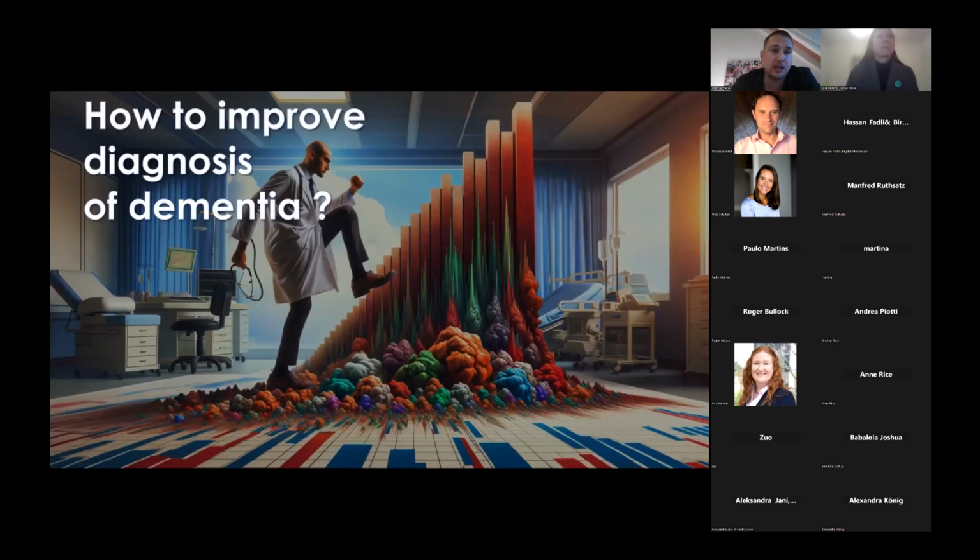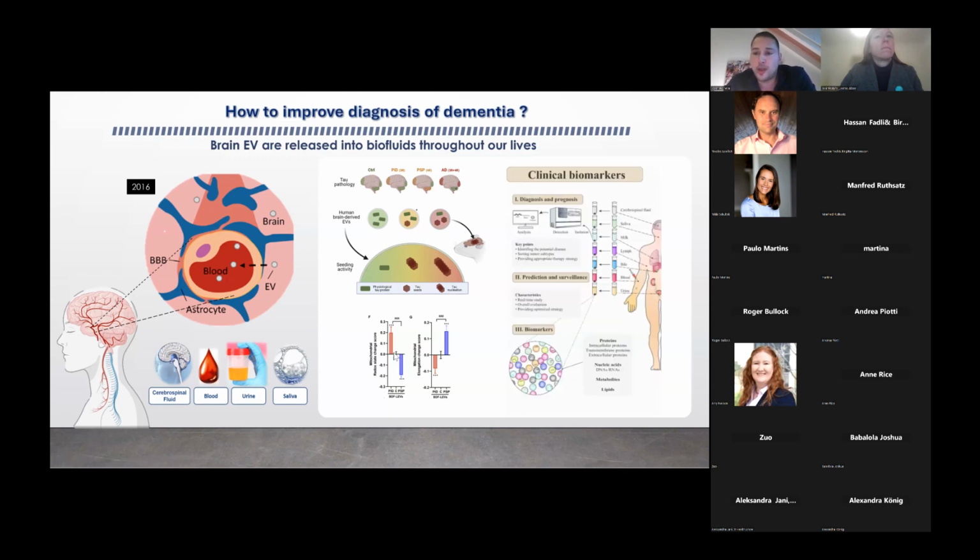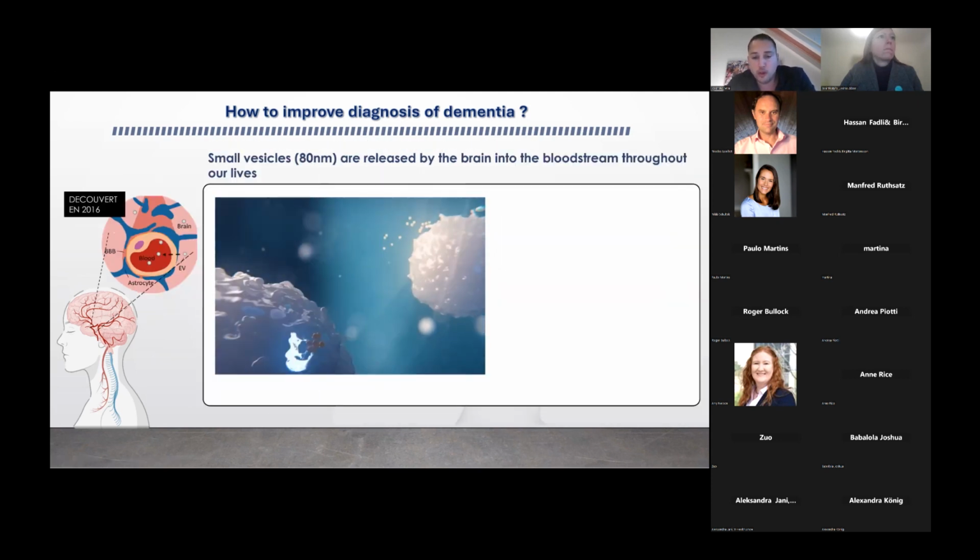So how to improve this diagnosis in dementia? For that, I introduce a topic where we have worked for 5 years. It's the topic of extracellular vesicles, so brain-derived extracellular vesicles, because these small vesicles that I explained, that we isolate in the brain of patients and that we can inject in animals, can cross the barrier, and we can observe these vesicles in the different biofluids, including the plasma, the CSF, but also the urine and the saliva. And it's a long story, but it's already used for cancer diagnosis, prediction, and also biomarker evaluation. So these vesicles are wonderful for different reasons.